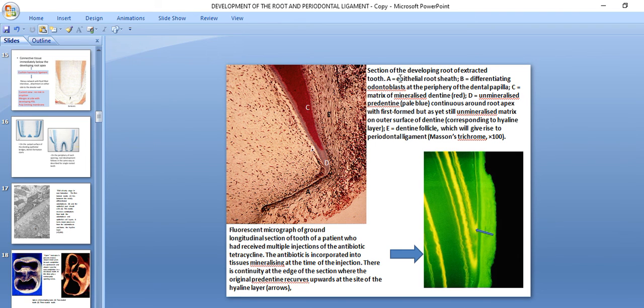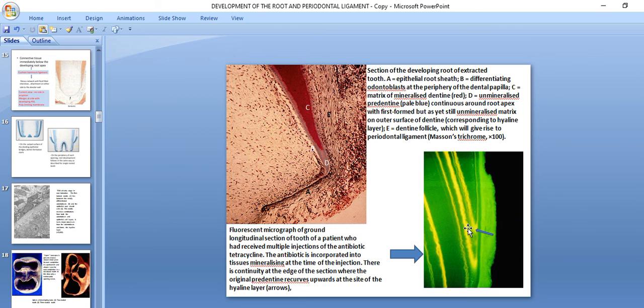Here you can see a section of a developing root of an extracted tooth, and you can see this epithelial root sheath. This is the dental papilla, and at the superficial layer you can see the differentiating odontoblasts at the periphery of the dental papilla, and also the matrix of mineralized dentin. And here you can see unmineralized predentin, and also the dental follicle around this enamel organ, which will give rise to the periodontal ligament.